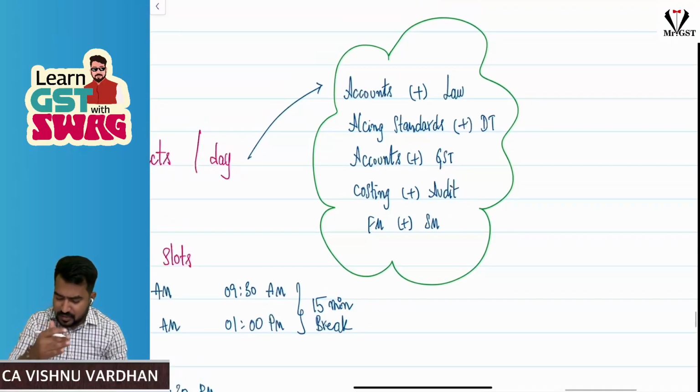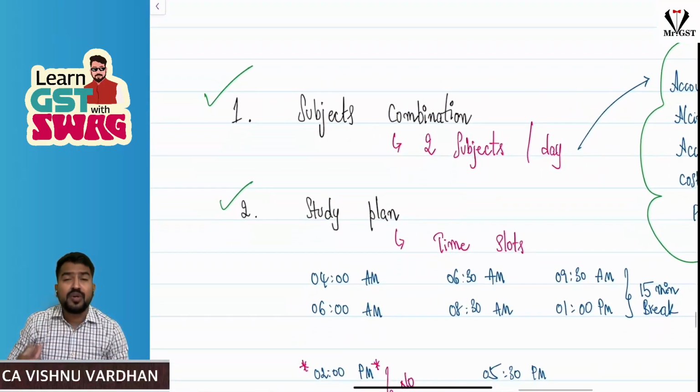So this is my advice: accounts and laws, accounting standards plus direct tax, accounts plus GST, costing, audit, FMSM, like this, any combination you try. But two subjects ideally you plan, and plan it in such a way where one is a practical paper, the other is a theory paper, right? So this is regarding subject combination. Don't read three, four subjects in a day. Definitely it will confuse you. This is the first advice.